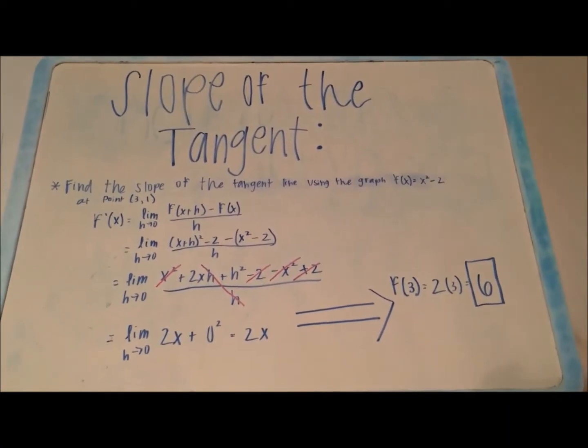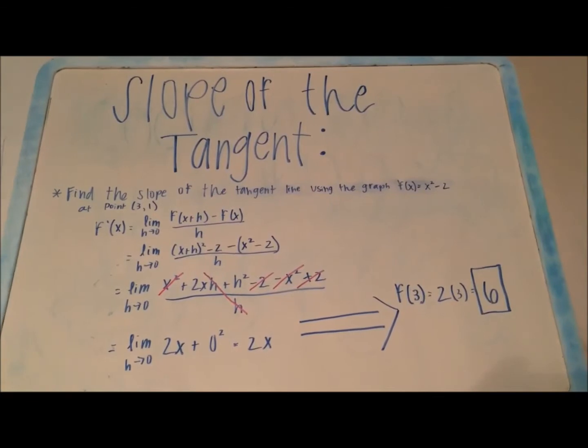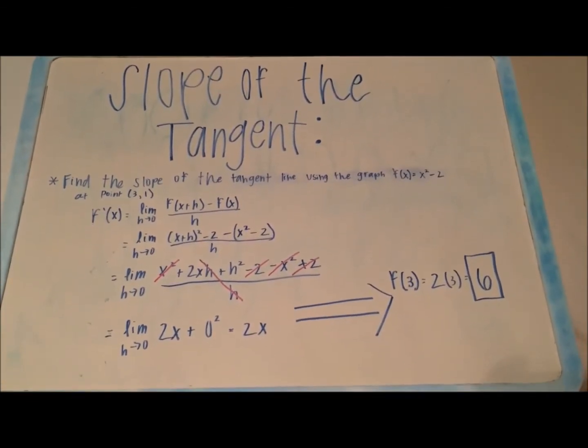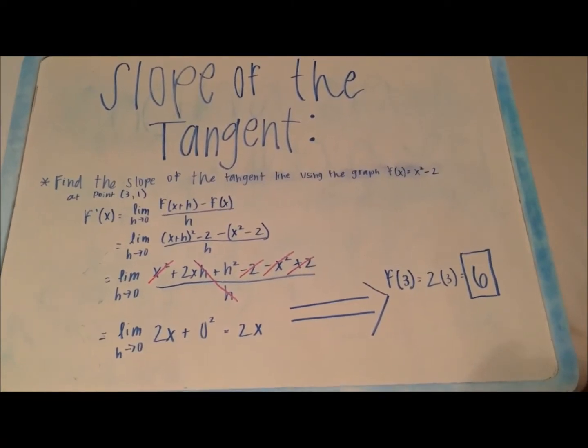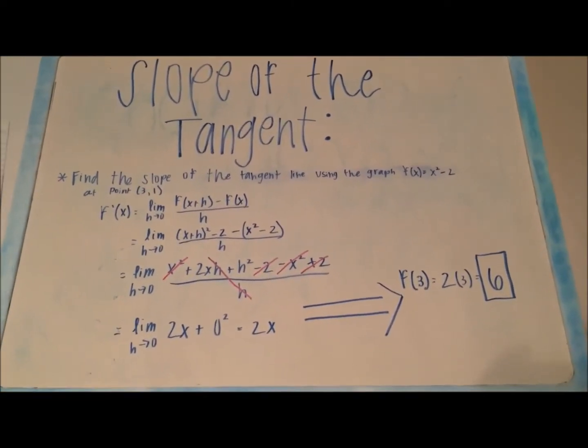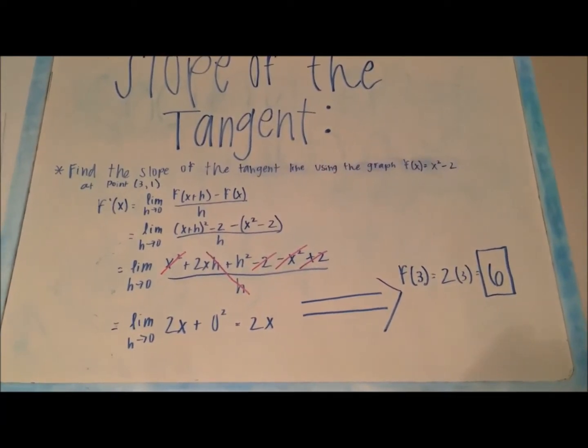So the derivative equals 2x, and then it says find it at (3, 1). So you're going to plug in 3 for x. So f prime of 3 equals 2 times 3, which is 6. And so the slope of the tangent line of the curve x squared minus 2 at (3, 1) is going to be 6.